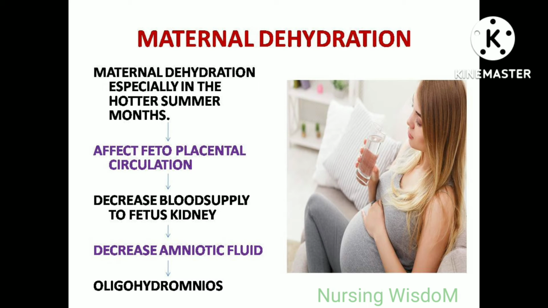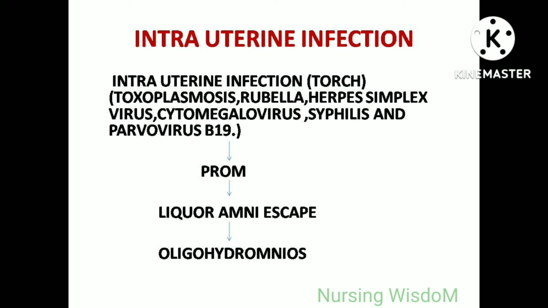Maternal dehydration. Maternal dehydration, especially in the hotter summer months, will affect fetoplacental circulation and will decrease blood supply to the fetus kidney. That will lead to decreased amniotic fluid and will cause oligohydramnios. Intrauterine infection. Intrauterine infection, TORCH infection, that includes toxoplasmosis, rubella, herpes simplex virus, cytomegalovirus, syphilis, and parvovirus B19. This infection will cause PROM, that means premature rupture of membrane, that leads to liquor amnii to escape and cause oligohydramnios.